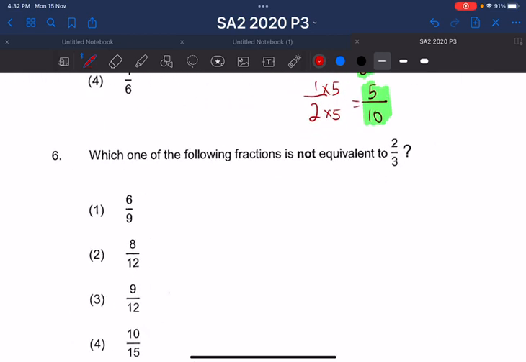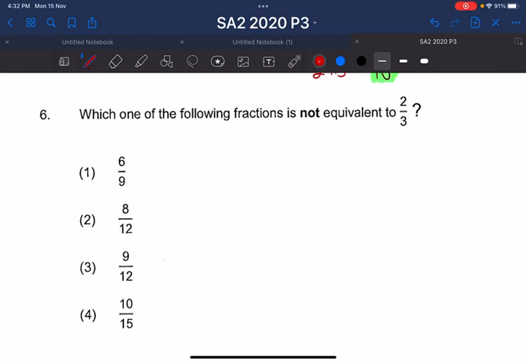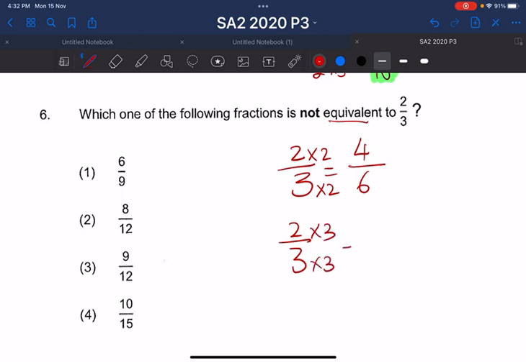Question number 6. Which of the following is not equivalent to 2/3? So we do what we have been doing, 2/3. Alright, we can make an equal fraction out of it. We can multiply it. We get 4/6. We can also make it into times 3, right? We do that. That's also making an equal fraction. You get 6/9.